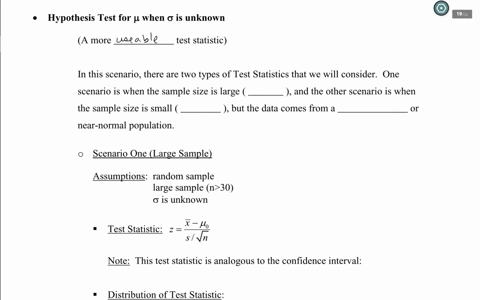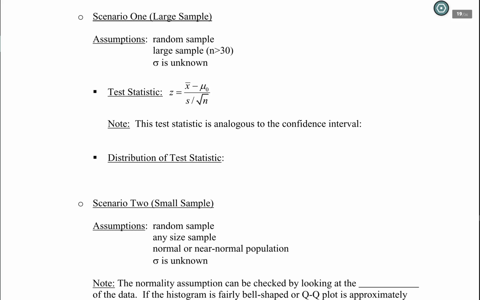One is when the sample size is large, that is at least 30, and the other when the sample size is small, we'll say less than 30. Okay, but the data comes from a normal or a near normal population. Okay, scenario one, large sample case.